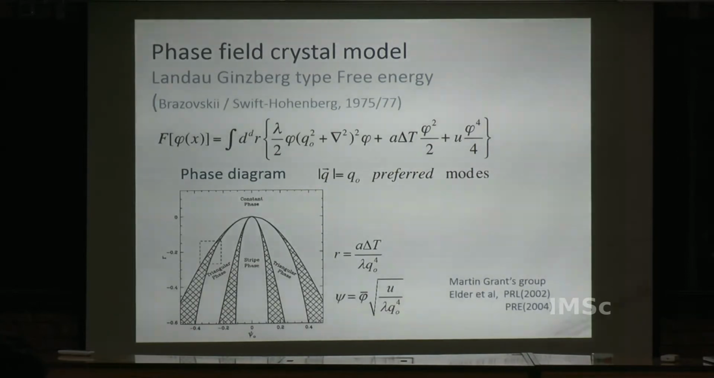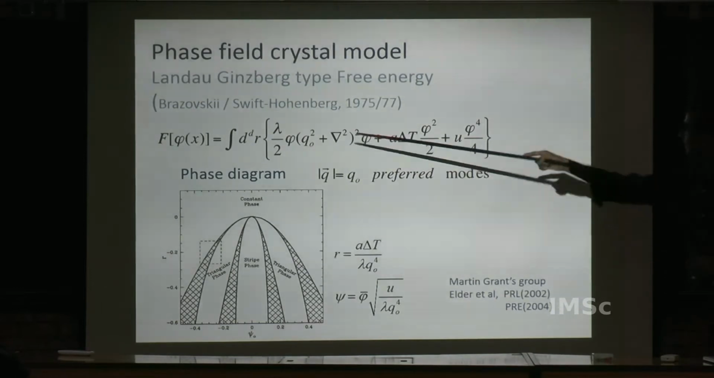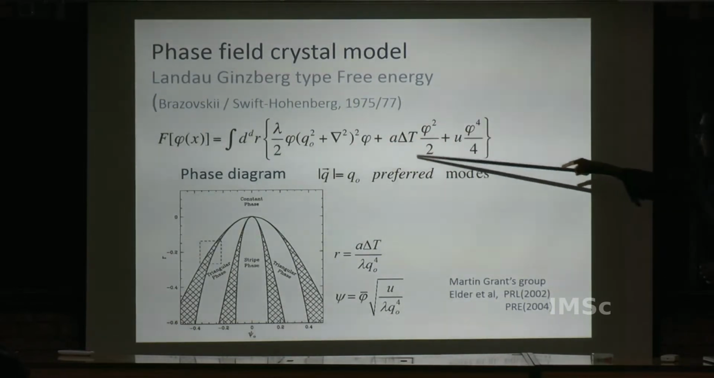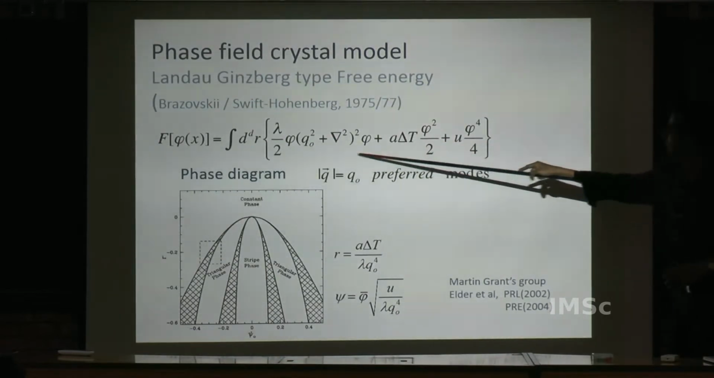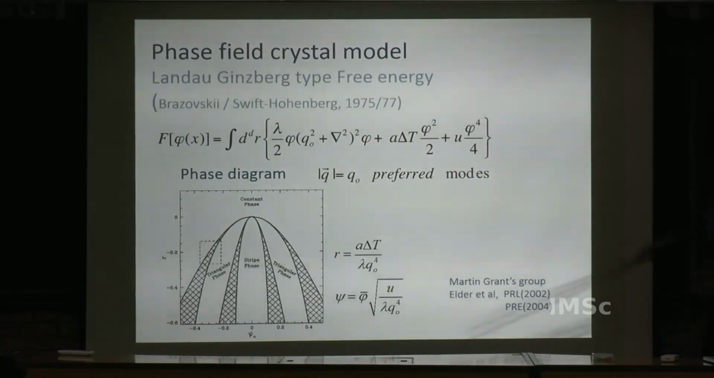So this phase field crystal model has a free energy. There is only one field. There is no velocity field. There is only this order parameter field phi, which could be density. Now the free energy has a Landau-Ginzburg part. This part is very much what you see in normal Landau-Ginzburg theory, which gives you a second order phase transition. This part in Landau-Ginzburg would be just grad phi whole square, but here it is somewhat different.